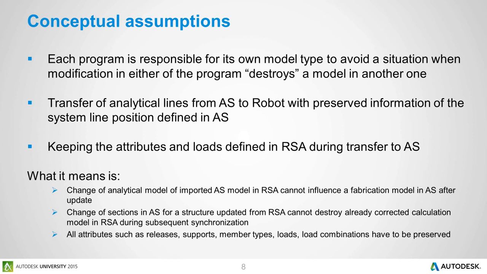What it means is that a change of the analytical model of an imported Advanced Steel model in Robot cannot influence a fabrication model in Advanced Steel during subsequent model synchronizations. A change of sections in Advanced Steel, which imposes movement of their system lines, cannot destroy an already corrected calculation model in Robot during subsequent synchronizations. All Robot attributes such as releases, supports, member types, loads, and load combinations have to be preserved.